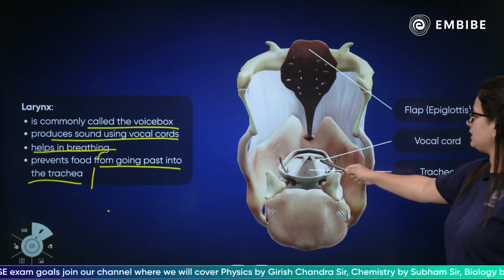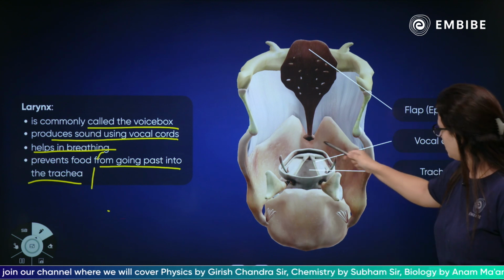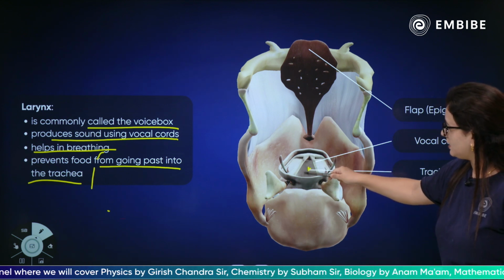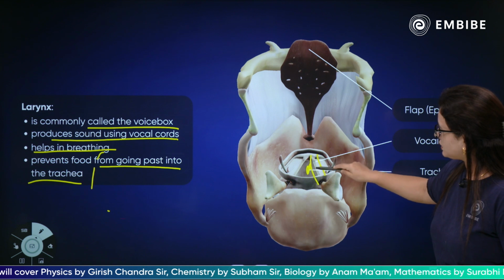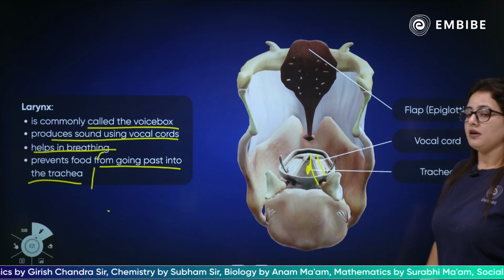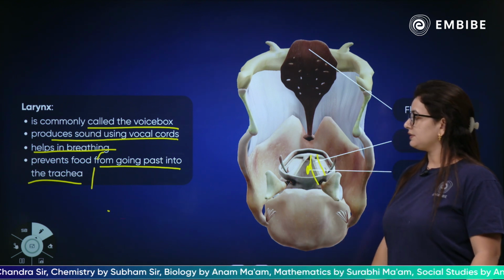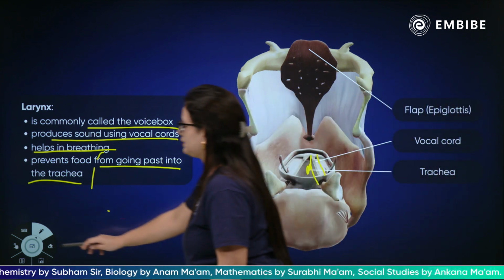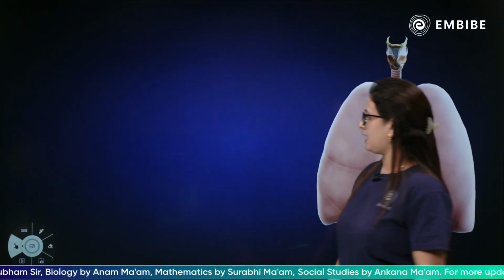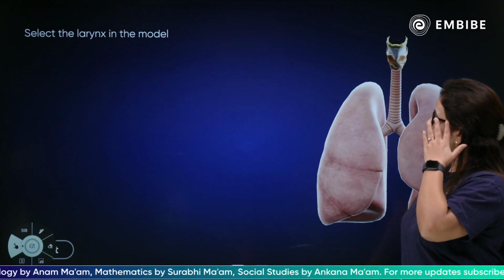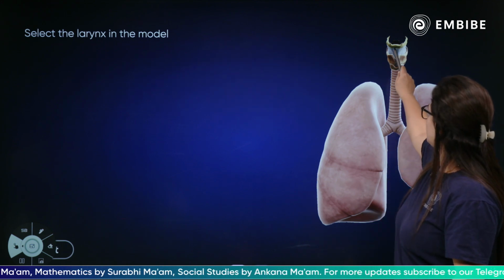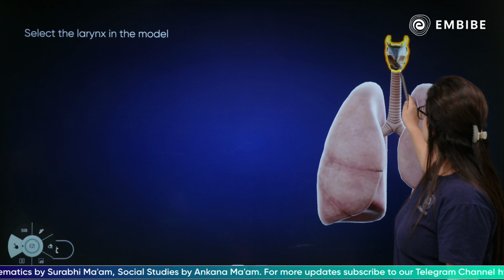This is a vocal cord, and as you can see, this is your trachea. This is your trachea, and these are your vocal cords, and this whole part is your larynx. As we move forward, talking more about the respiratory system, next we have to select the larynx model.